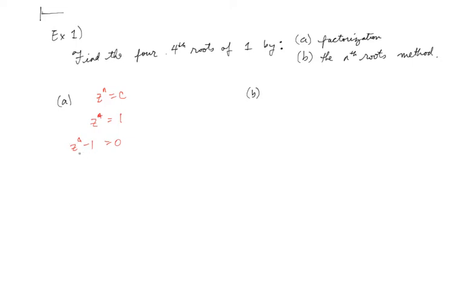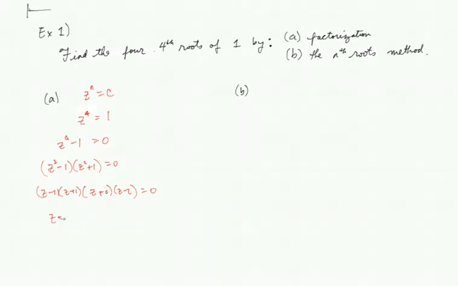And now we can start factoring. So this is going to be z squared minus 1 times z squared plus 1 is 0. And this factors nicely into z minus 1, z plus 1. This actually will have complex roots, right? So we have z plus i and z minus i, and that is equal to 0. So there we have it. These are my four solutions. z is equal to 1, minus 1, i, and minus i, right? So these are my four solutions. Okay, so this is by factoring.